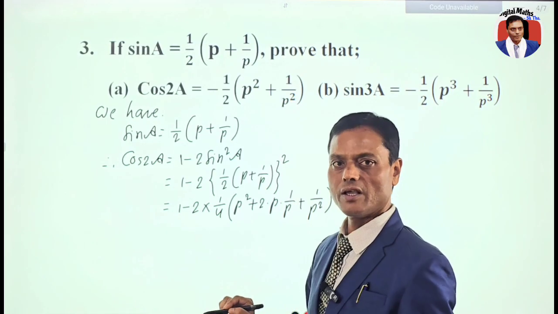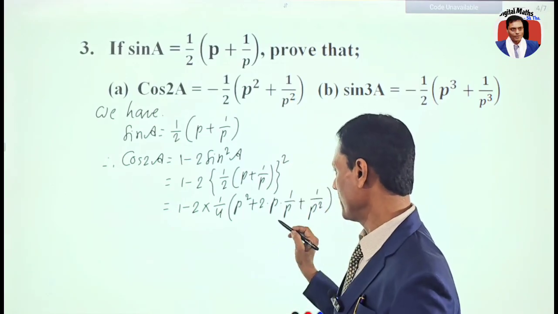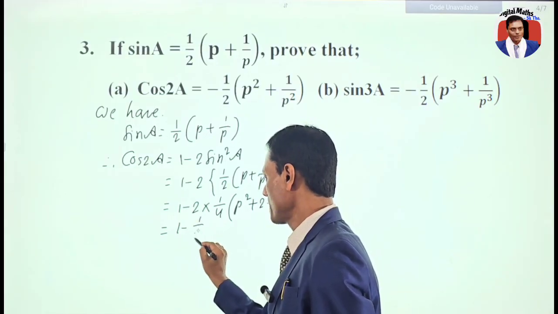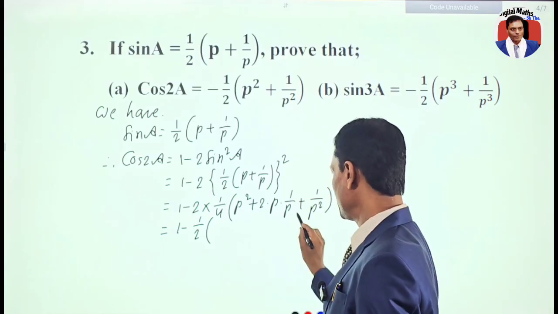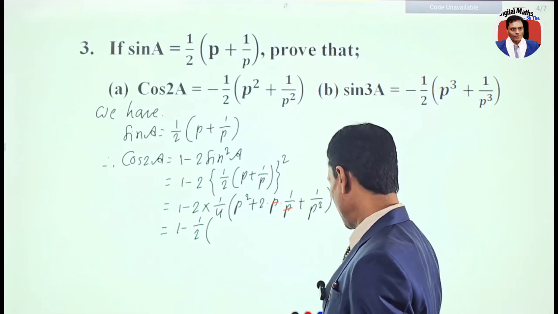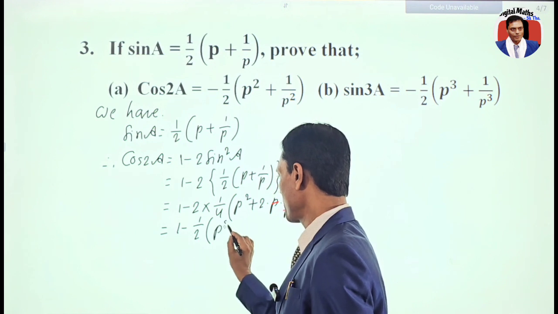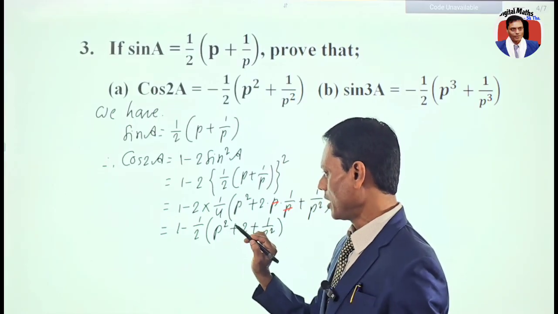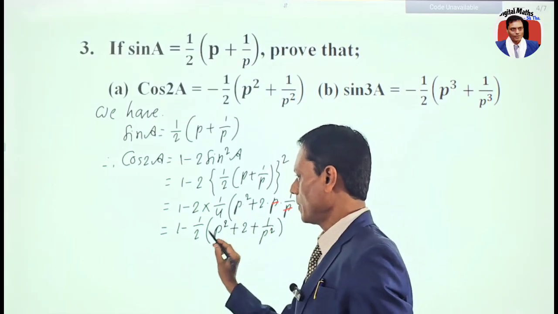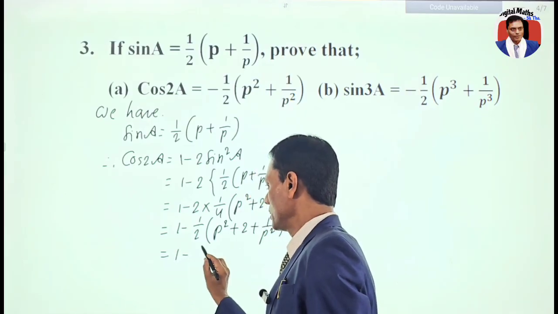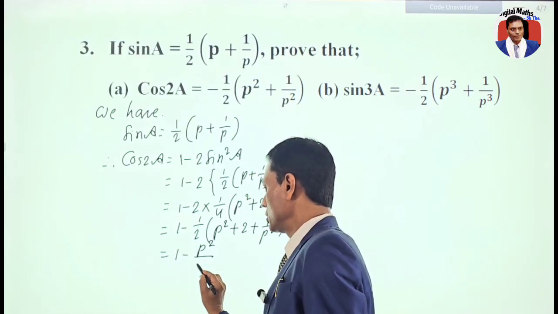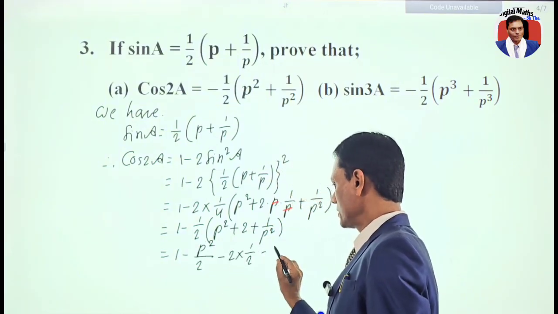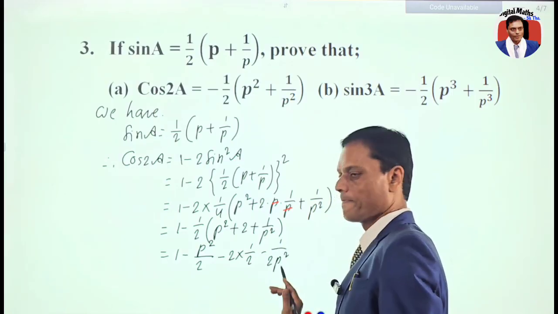So at the place of a we have p, and at the place of b we have 1 by p, right? And now here we have 1 minus, that gives us 1 by 2, and here you can see this p and p cancelled, and the remaining we have here p square plus 2 plus 1 by p square, right? And now I'm going to open the bracket by minus 1 by 2, that is 1 minus here p square over 2 plus minus 2 times 1 by 2 and minus 1 by 2p square, isn't it?